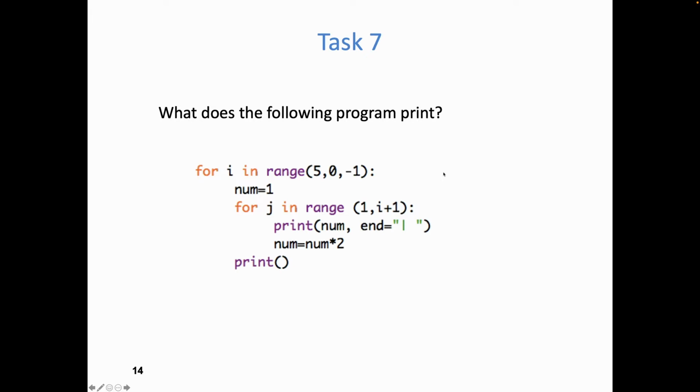And task 7, what does the following program print? Here we can see that I will start from 5, and every time we add -1 to I.